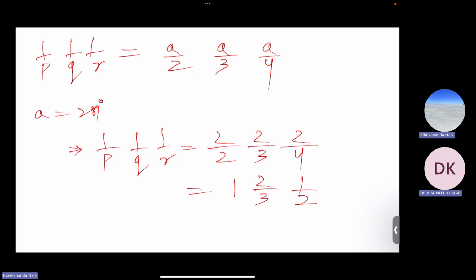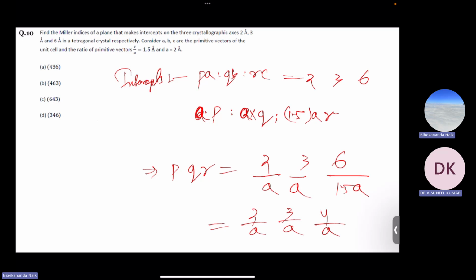So we will reduce it to integers. If we multiply by 6, then 6 into 2 by 3 will be 4. Then 6 into 1 by 2 is 3. So 6, 4, 3 is the correct combination of Miller indices. So the option will be option C, that is 6, 4, 3.